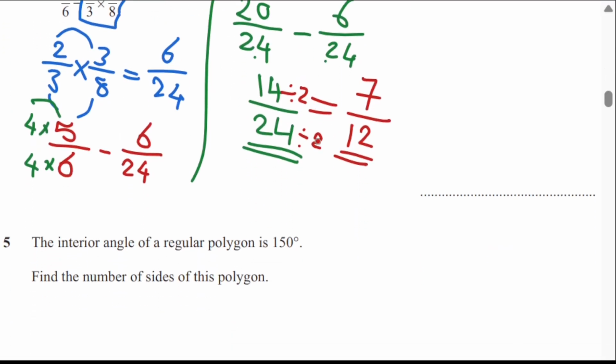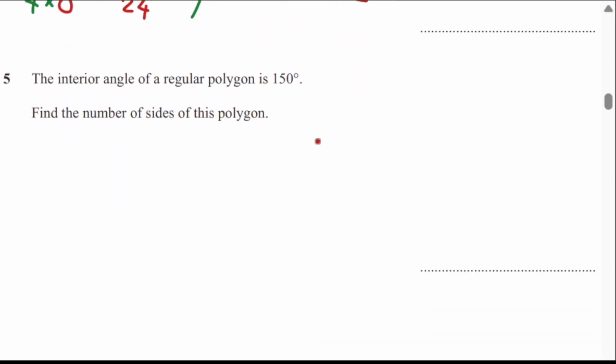Let's go to the next question. It looks fun. The interior angle of a regular polygon is 150. Find the number of sides of this polygon. This is a nice question.